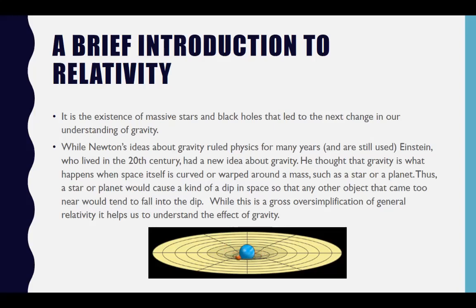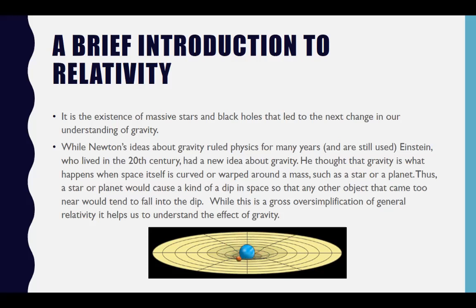Remember, Newtonian physics did a pretty good job of describing this. In fact, we still use the Newtonian model to help explain a lot of things that we see in the world around us. But when it gets to the very large or the very fast, if we're approaching the speed of light, we need to rely on a different set of parameters established by Einstein.